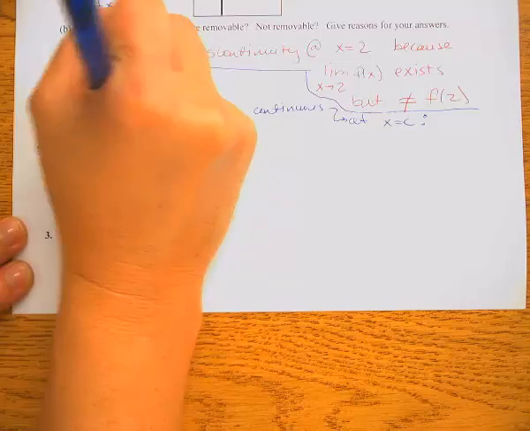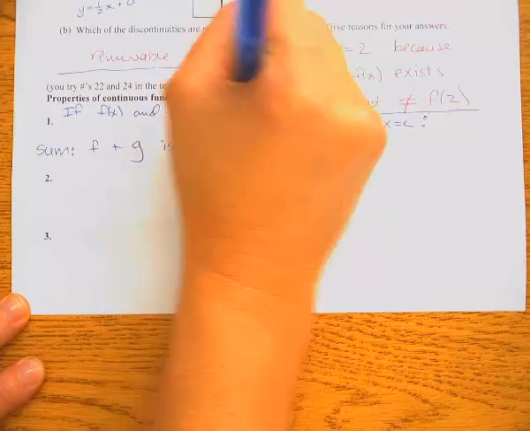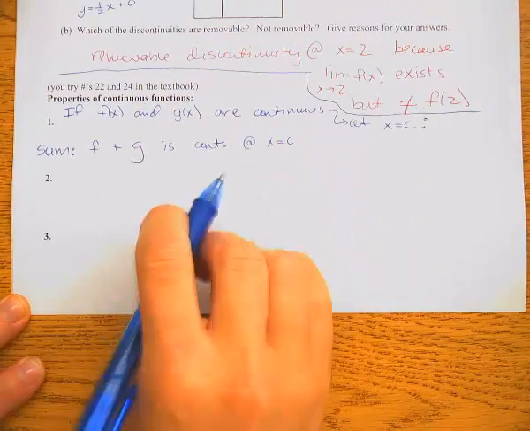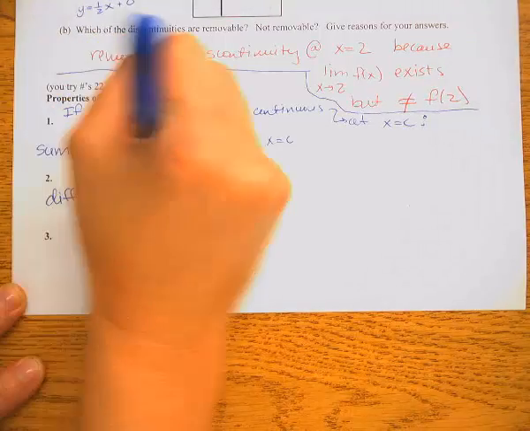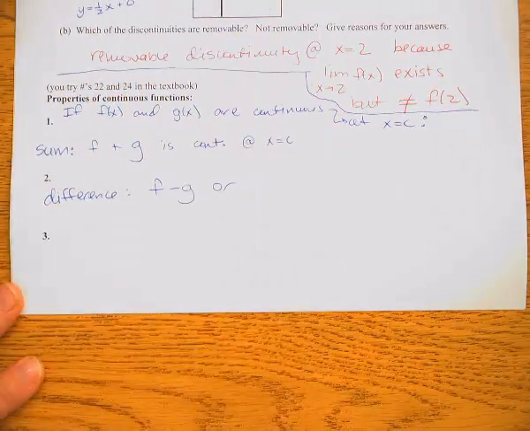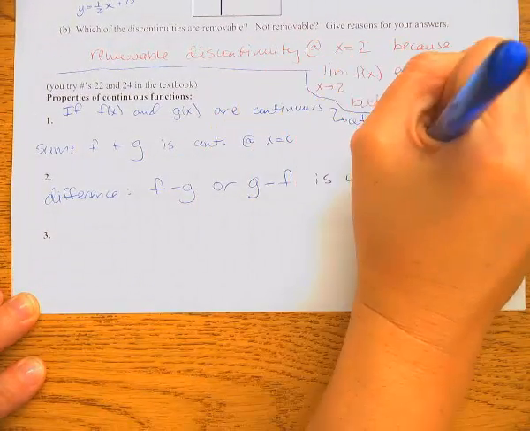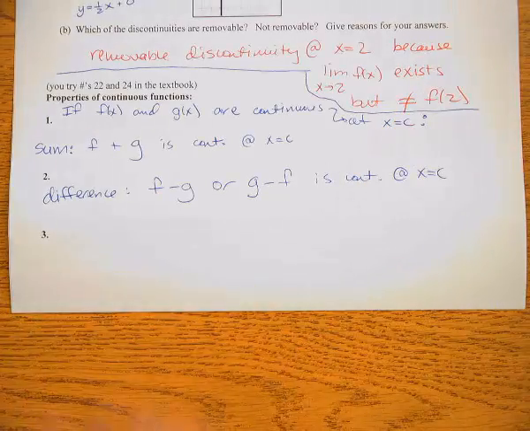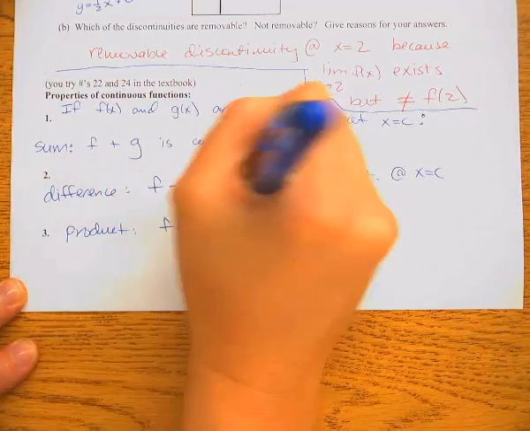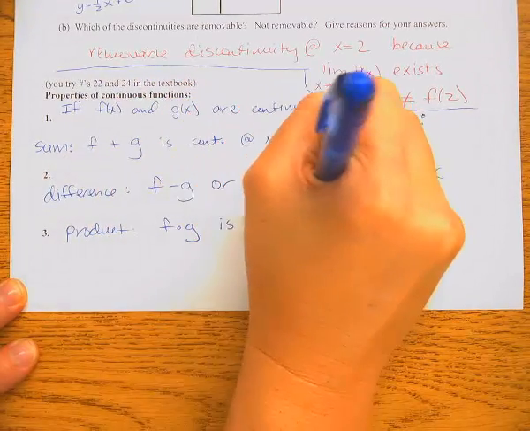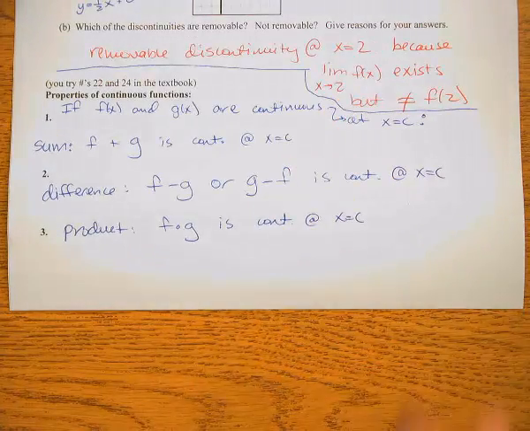Then their sum would be continuous at x equals c. So this is for continuous. Their difference would be continuous at x equals c. So that could either be f minus g or g minus f. Their product is continuous at x equals c. Their quotient is continuous at x equals c.